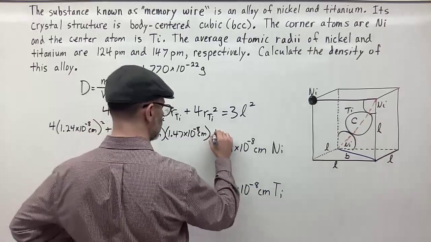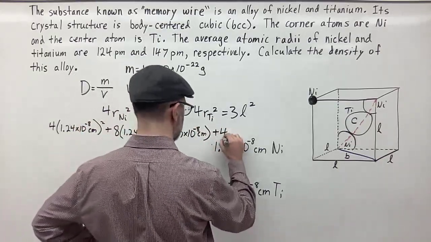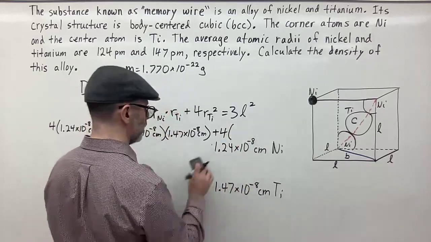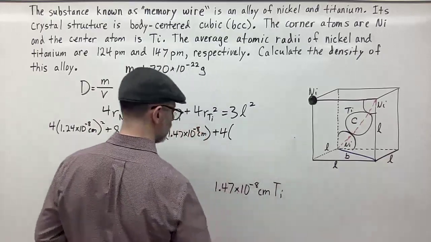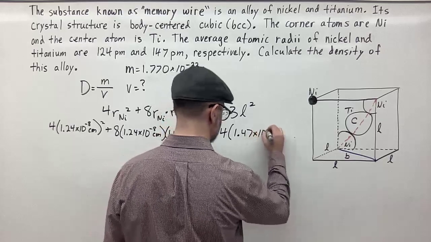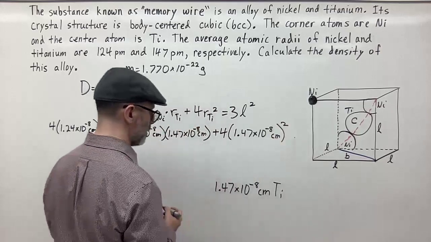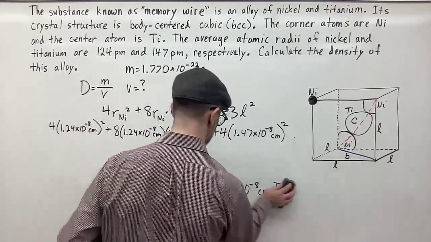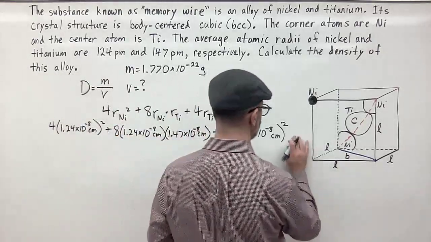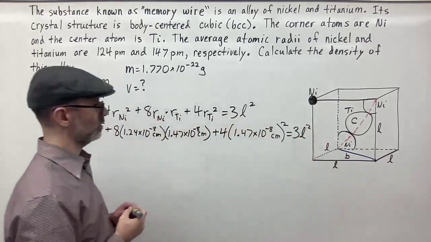and then plus 4 times the radius of titanium, which is 1.47 times 10 to the negative 8 centimeters squared. And again, all of this is equal to 3L squared.